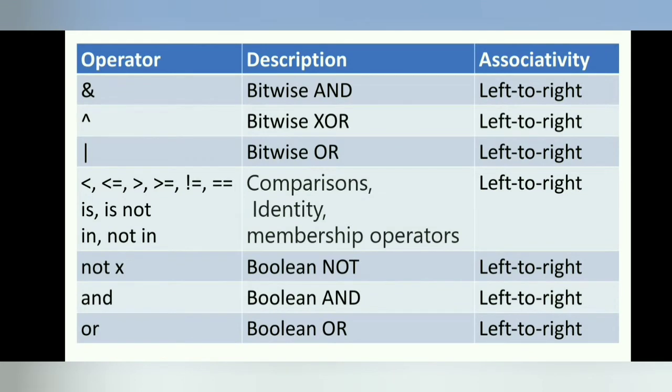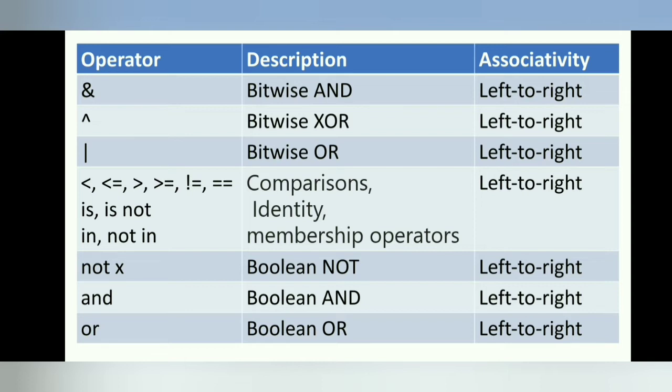The next level of precedence is bitwise AND. The associativity is left to right. Next is bitwise exclusive OR. The associativity is left to right. The next is bitwise OR. The associativity is left to right. The next level of precedence is comparisons, identity, and membership operators. They all have the same level of precedence. The associativity is left to right.